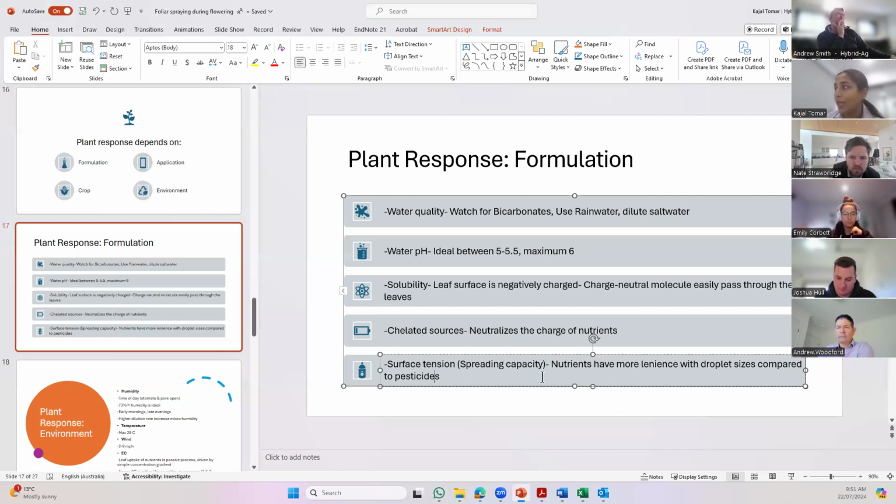Surface tension, spreading capacity. So I guess how concentrated the spray is, and how well it spreads onto the leaf. Obviously when we are spraying pesticides, we need the nozzles to be quite tiny to cover the leaf surface entirely. But with nutrients, we have a bit more lenience with the droplet sizes compared to the pesticides.